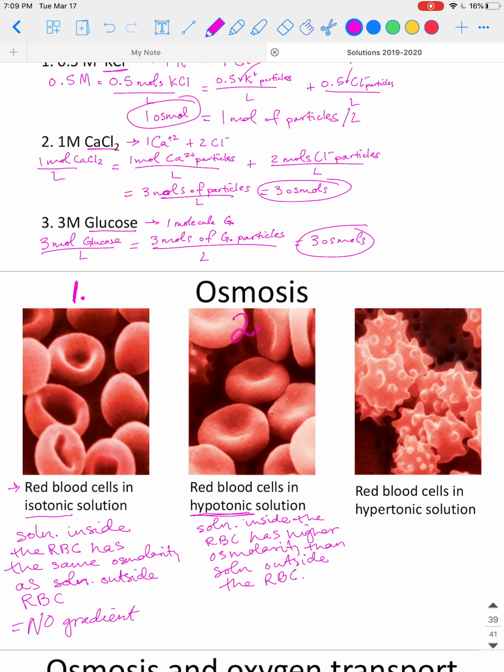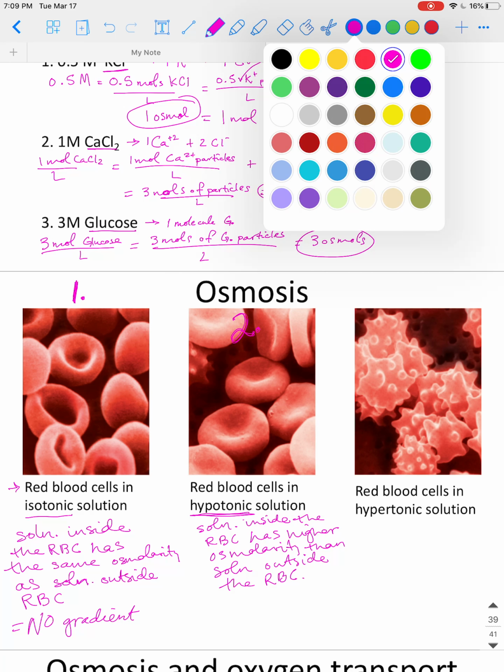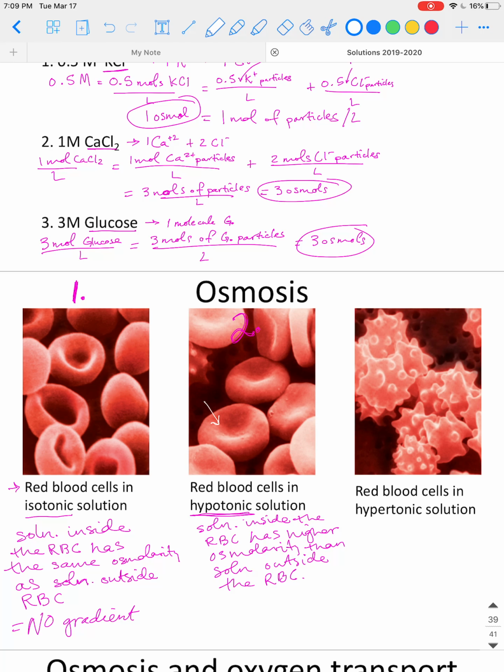Let me pick a different color. Will bright green work? Should I do really dark? Will white work? Yeah, that works.